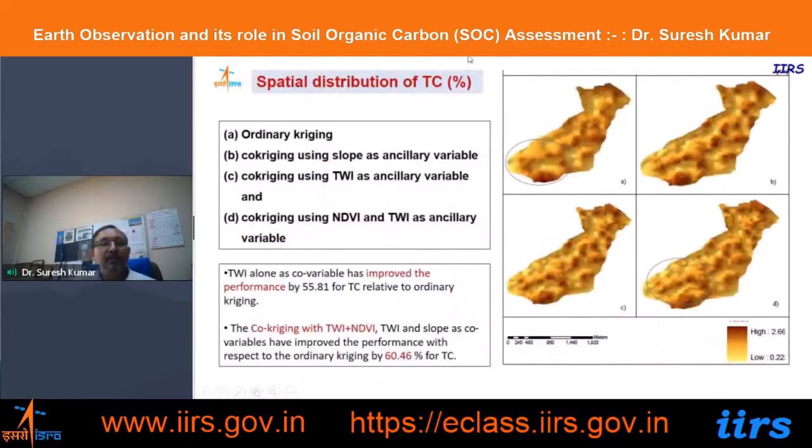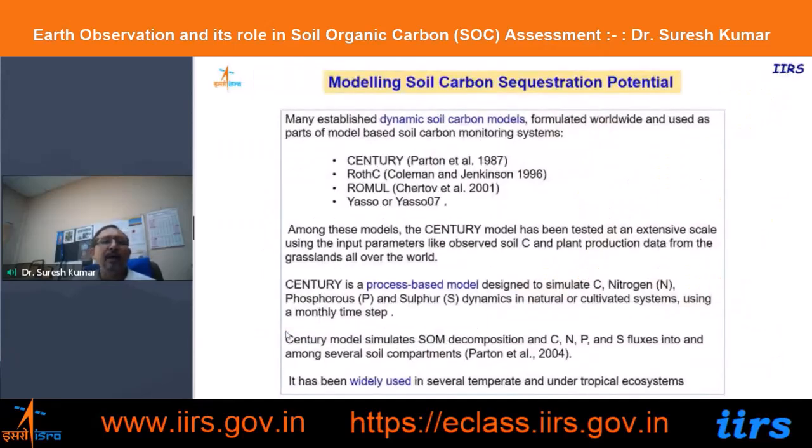And we used ordinary kriging and co-kriging, using the terrain attributes, and we prepared the total carbon distribution map, and we found that co-kriging improved the prediction of soil carbon by 60%. So the co-kriging technique was found very useful for mapping soil organic carbon using geostatistical techniques.